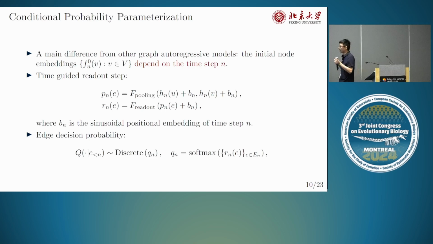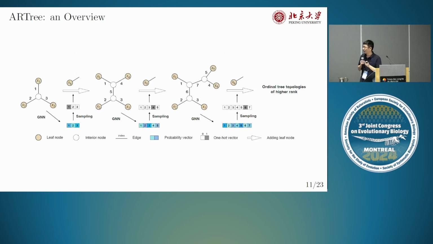And once we get those edge features, we can use the softmax function to construct a conditional distribution over these edges, and that is our conditional distribution construction. And that will finish this AR tree approach.